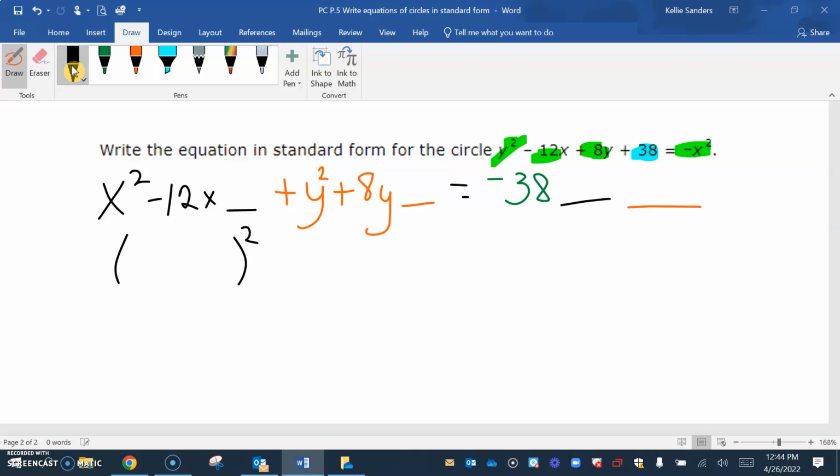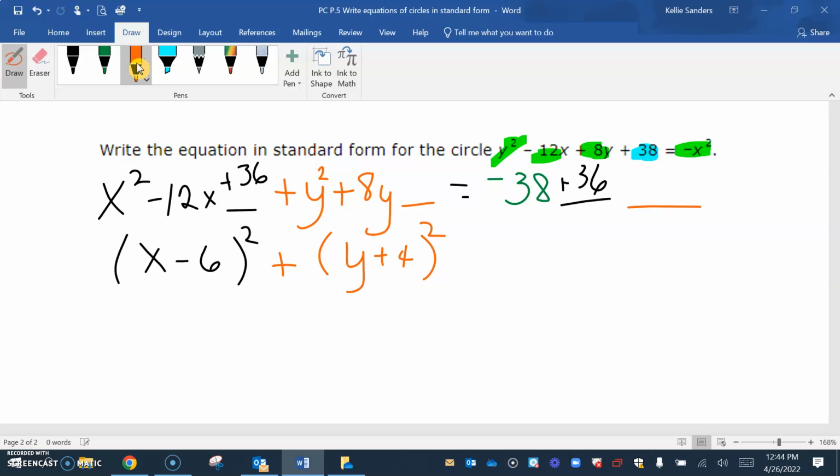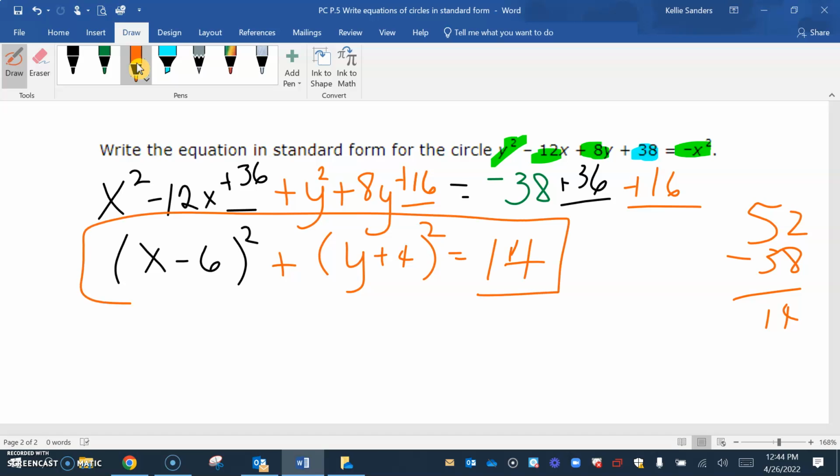So we're going to complete the square of the x's. We're going to take half of negative 12 and get negative 6. And then we are going to square it and get 36. We're going to take half of that 8 and get 4 and square it and get 16. 52 minus 38, 14. There you go.